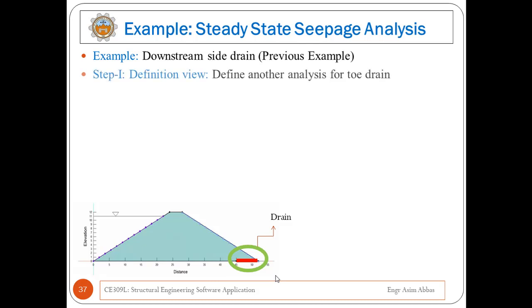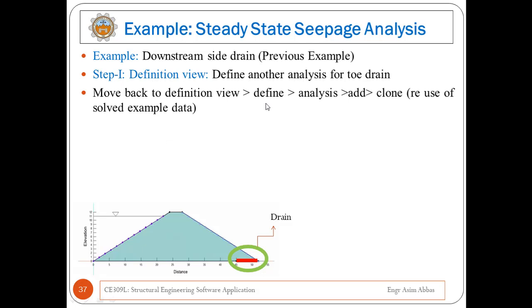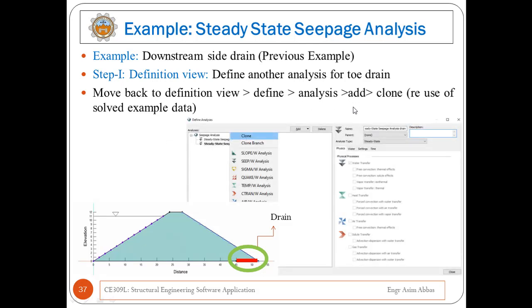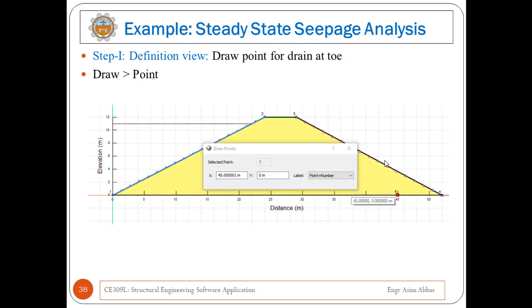So for that, again go to definition view, because we will define another analysis for this toe drain. Move back to definition view, then click on define, then analysis, right? So we will add another analysis, but here we will add clone. It means that we will reuse data of the previous example, right? And define the analysis definition, we will keep all other values the same as we have discussed in the previous example.